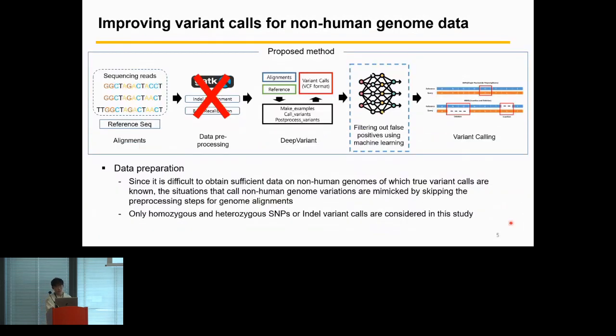Since it is difficult to obtain comprehensive and validated true variant calls for non-human genomes, we simulate scenarios by skipping the pre-processing steps for genome alignments using well-known human genome sequencing data. We mainly focus on homozygous and heterozygous SNPs and indel variant calls.